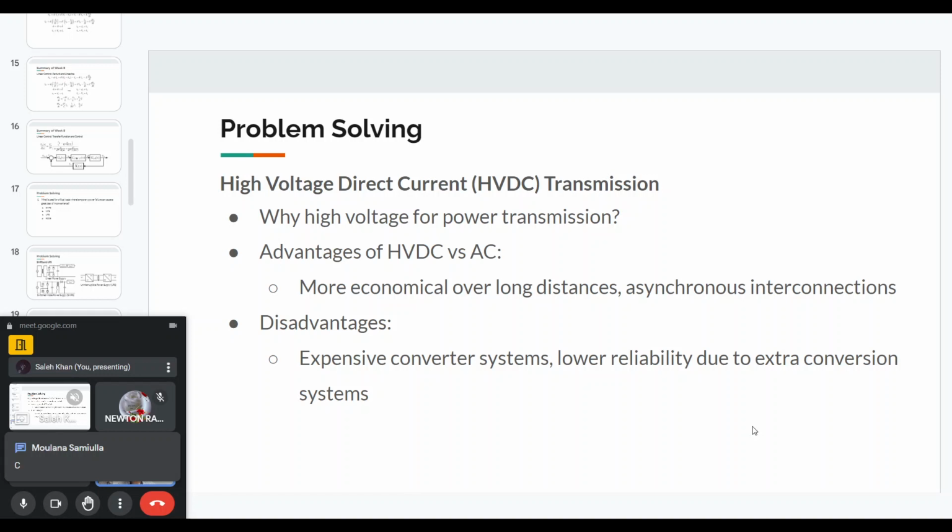First of all, just a basic question. Why do we use high voltage for power transmission? Can anybody answer in the chat, or if you want to unmute, you can answer. It's a basic question. Why do you go for high voltage in power transmission?